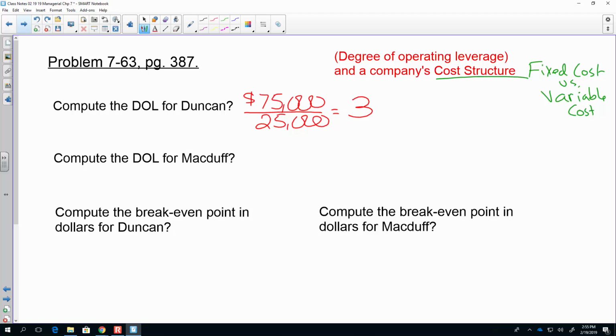Yes. Let's do McDuff. I'll do McDuff and move on. Well, good thing we are ending soon. 225 over what? 25.